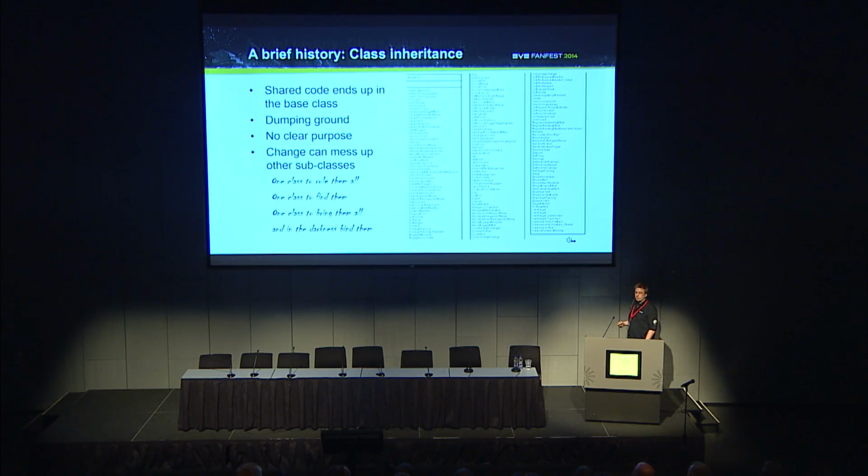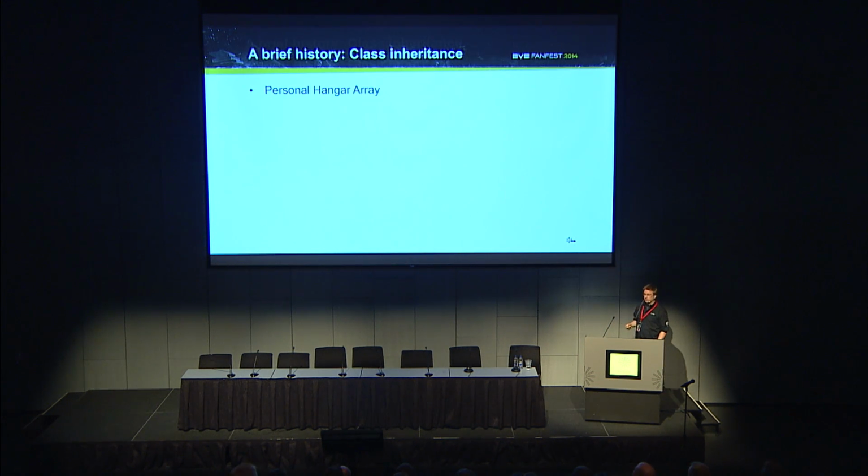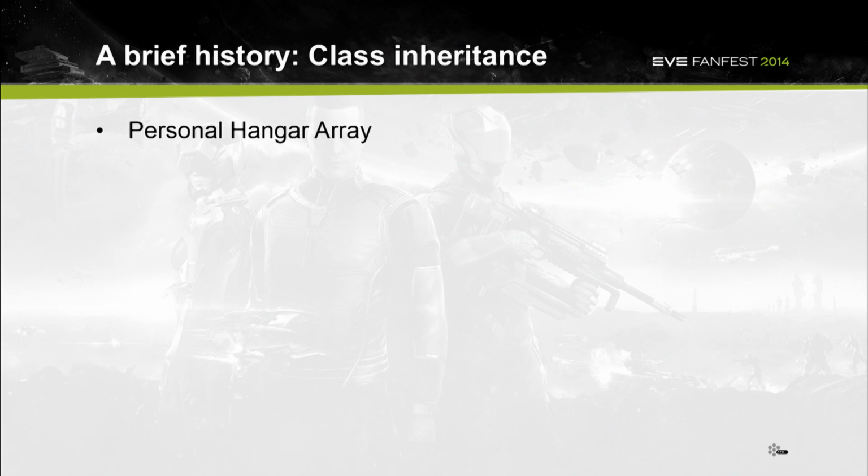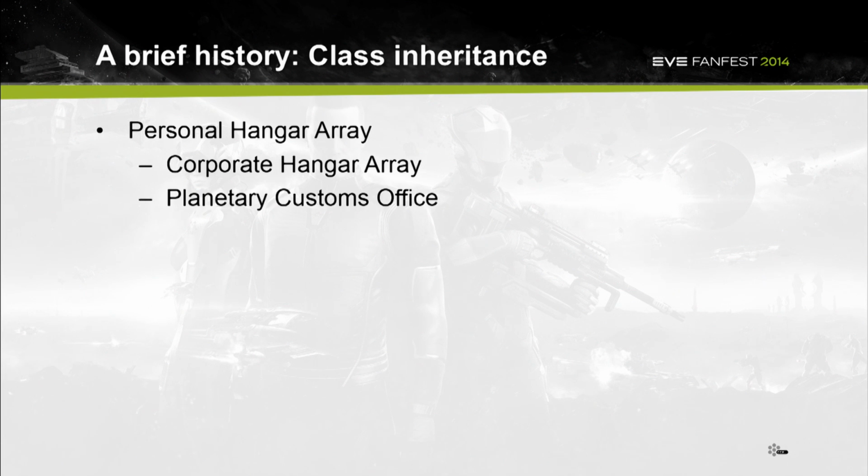So to give you a more concrete example, we created a thing called the personal hangar array, which is sort of like a corporate hangar array. It's a structure and it's in space and does all of those things. But we wanted it to function more like a planetary customs office, which had that functionality of being able to keep track of individual people's inventory. But the planetary customs office isn't even in that hierarchy, which is also another problem. So sharing code between them became pretty much impossible, and you ended up having to do a special case for that, and not able to really reuse much of that code, which is sort of bad.